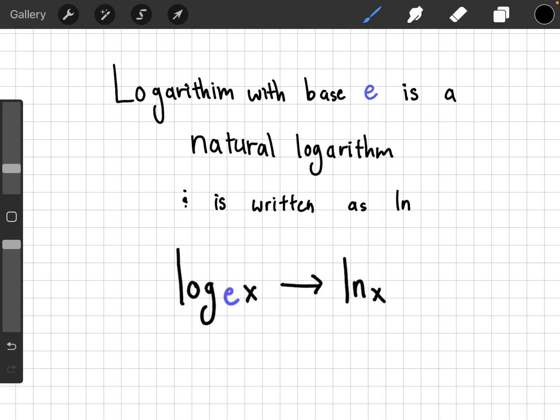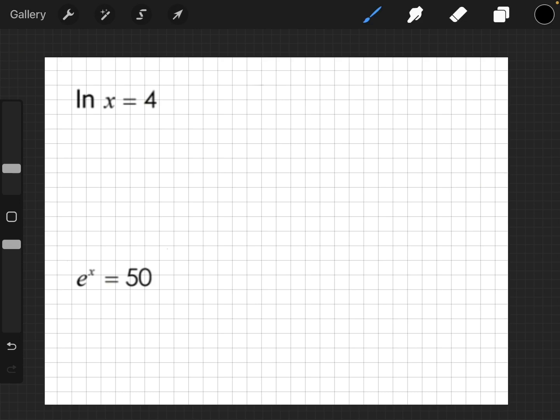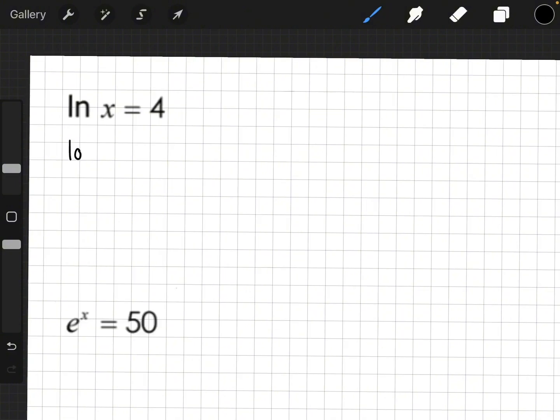Next, a special logarithm with base e is called a natural logarithm and is written as ln. So log base e of x is written as natural log of x. We'll practice writing each log in exponential form and then from exponential form to log form. So we have log base e of x equals 4. We follow log base b of a equals x, which changes to b to the power of x equals a.